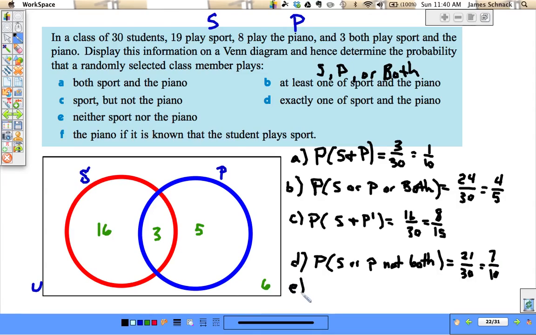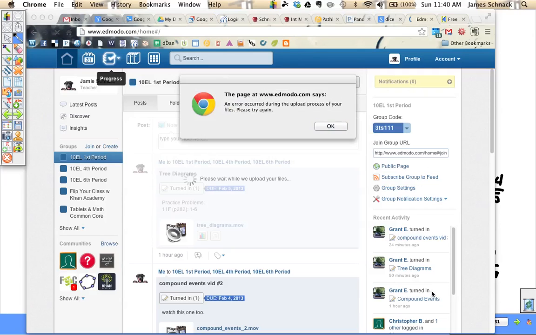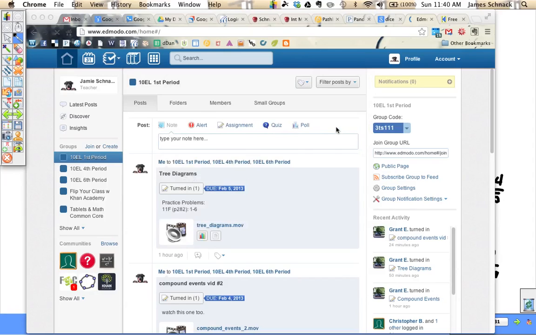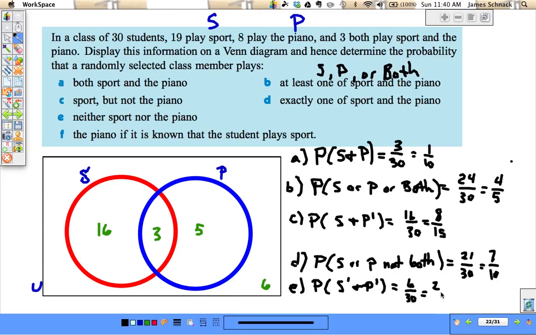E, neither sport nor the piano. That's everybody that's not in the circles. So 6 out of 30, which is 2/10.